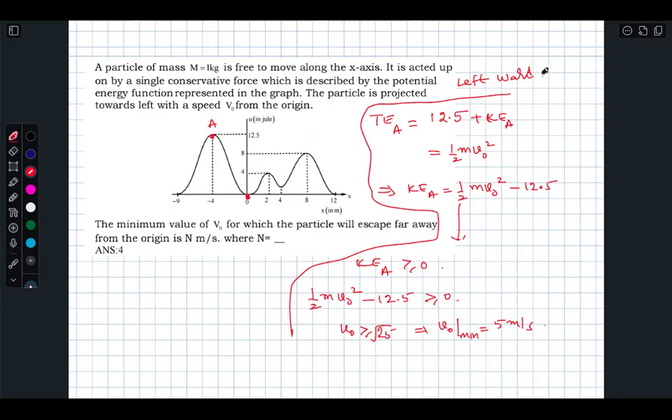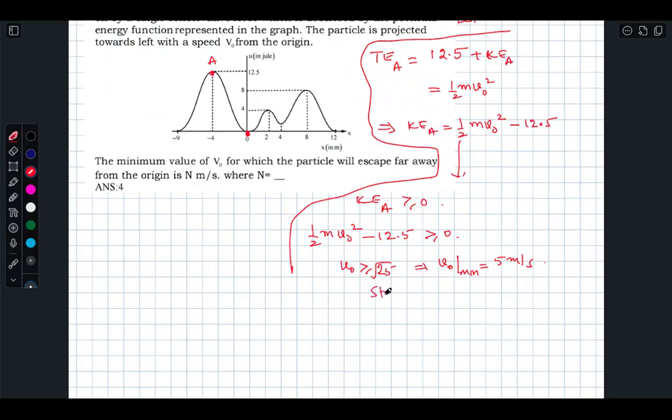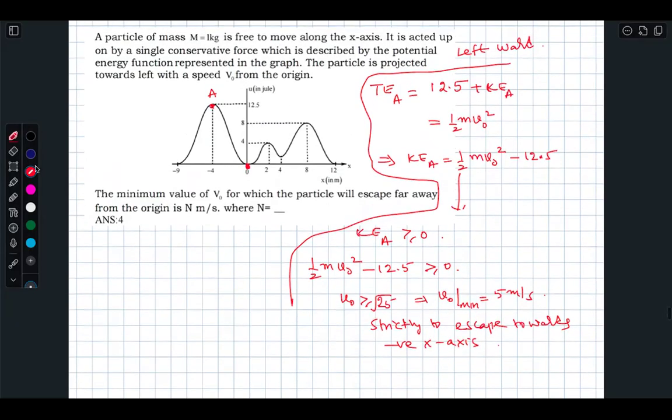Okay. I am doing a big cheating part for you. But escape only on the left hand side, I told you. They didn't mention only to escape. The condition strictly to escape towards negative x-axis, but he didn't tell like that.